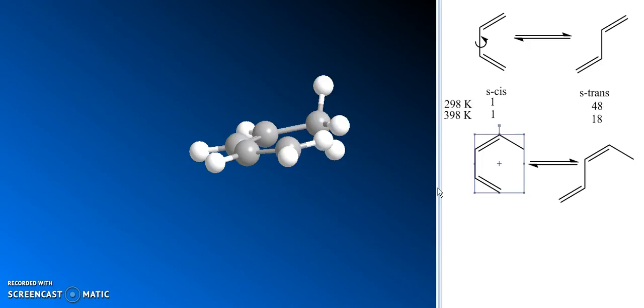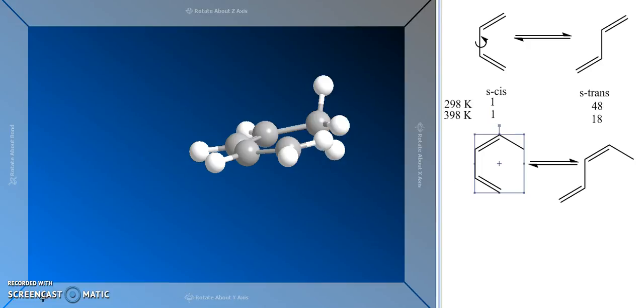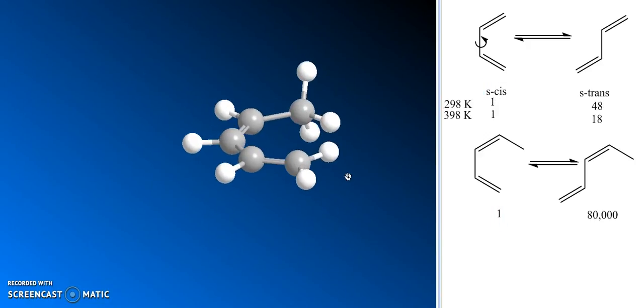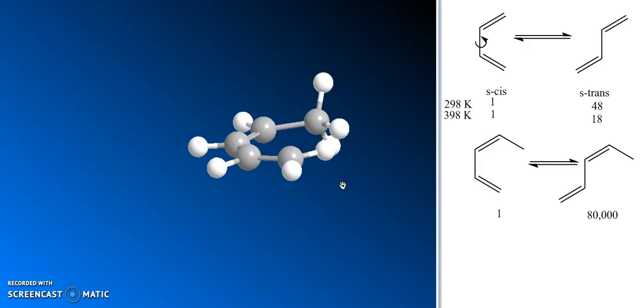Again, we can use those differences in energy to calculate the ratio at equilibrium. The ratio of s-cis to s-trans in this case is 1 to 80,000. Definitely much less s-cis in this case because of that steric interaction between the methyl group and the hydrogen.